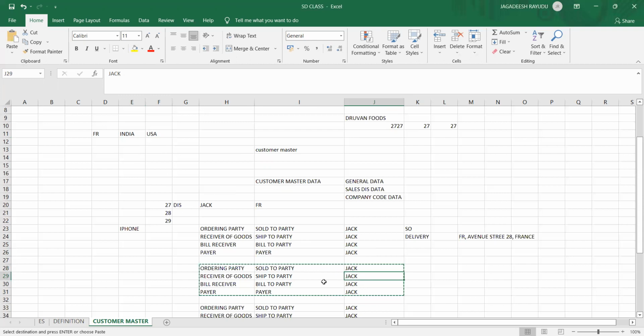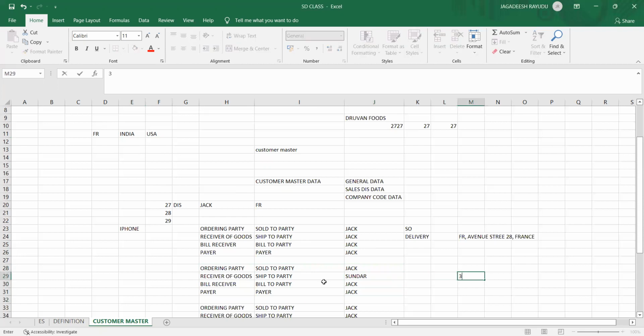But in India there is another person called Sundar, located at his distribution unit, with an address like 38 Banjara Hills, Hyderabad. In this case, ship-to party is he. Bill-to party is again Jack, and payer is also Jack. That means Jack ordered, Sundar received for the distribution location for Indian operations, and the bill is received by Jack only, who is also the payer.